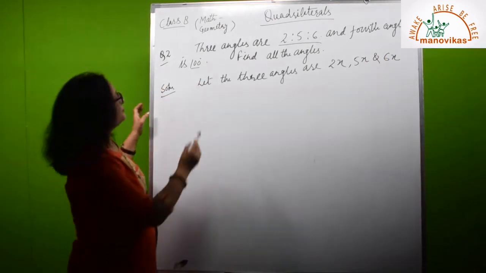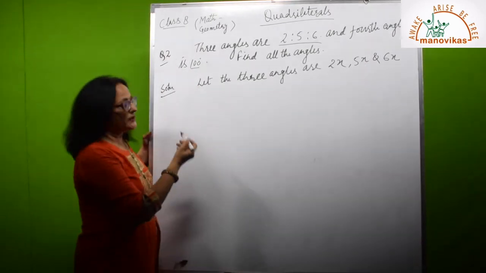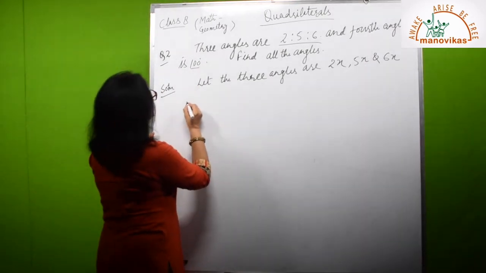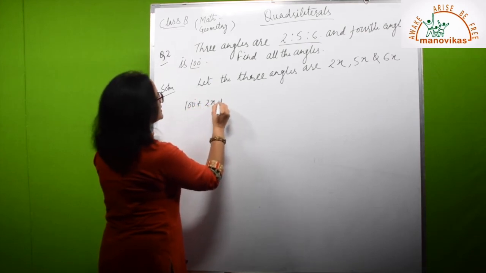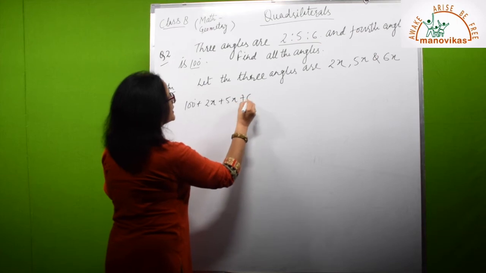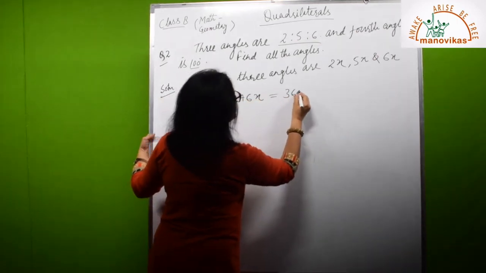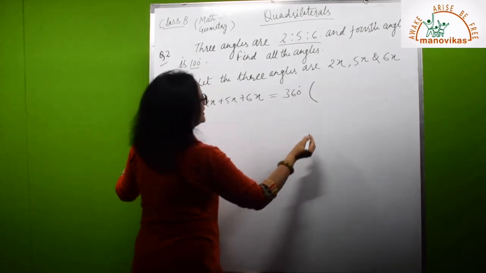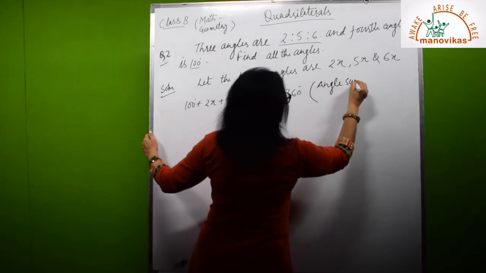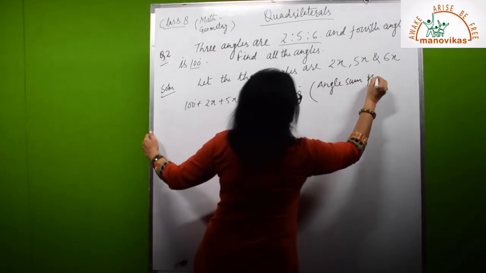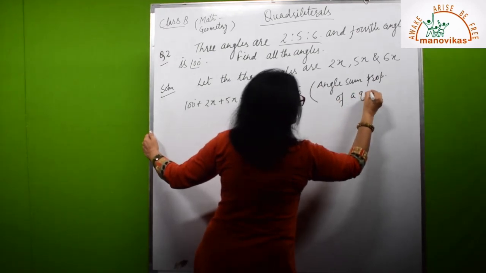Now you have all the four angles: 100, 2x, 5x and 6x. Now we will take the sum of all these angles. So 100 plus 2x plus 5x plus 6x, and the sum, as you know, is equal to 360 degrees. Here you will write the reason, the same reason: angle sum property of a quadrilateral. It is mandatory.